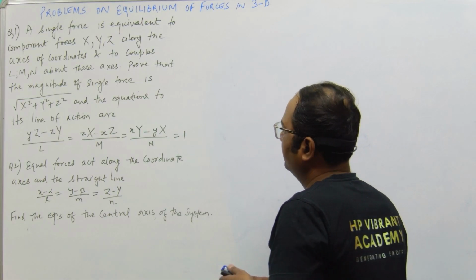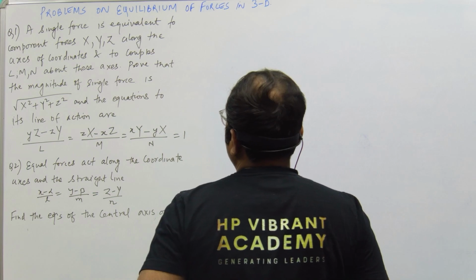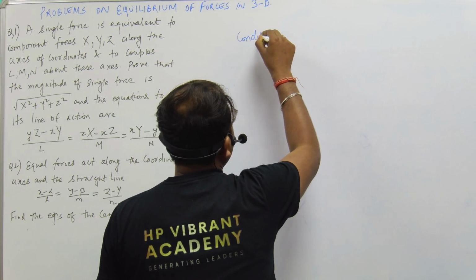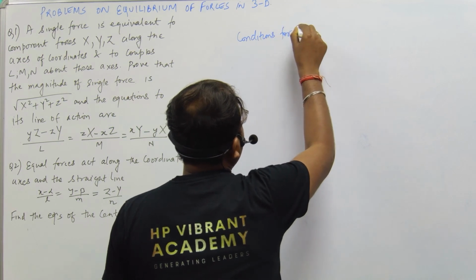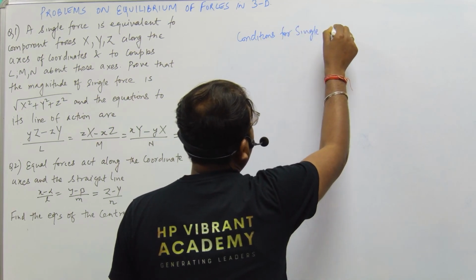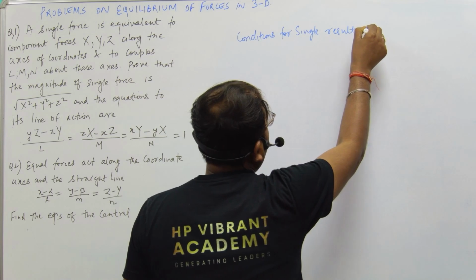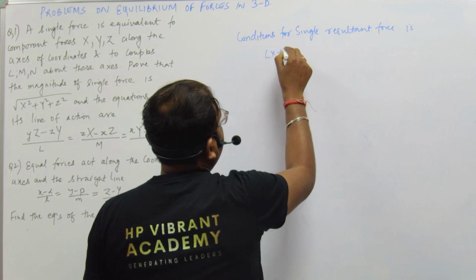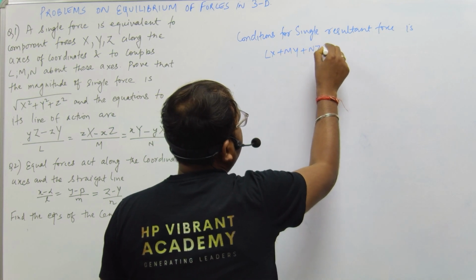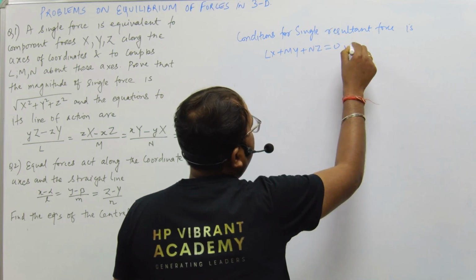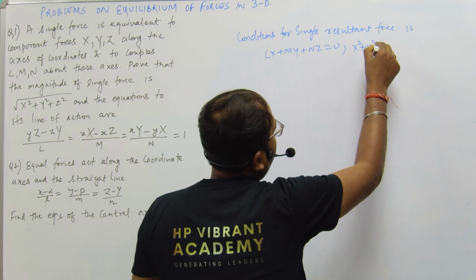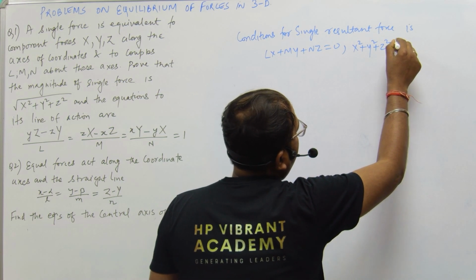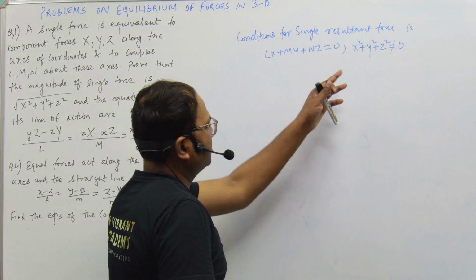So we have a single force. What we have studied is that the conditions for a single resultant force are LX plus MY plus NZ is equal to 0, and X squared plus Y squared plus Z squared is not equal to 0. Okay, so what are these X, Y and Z?